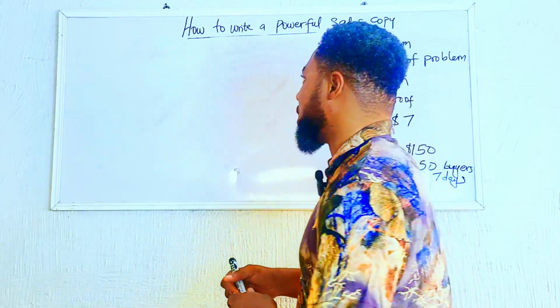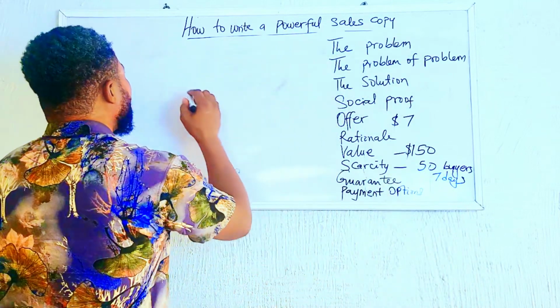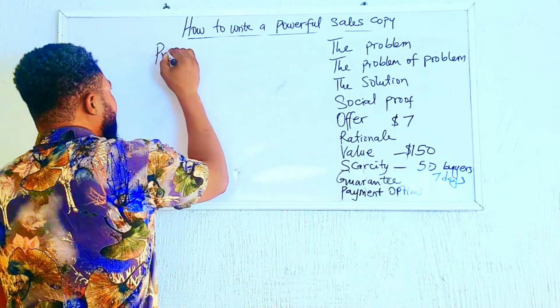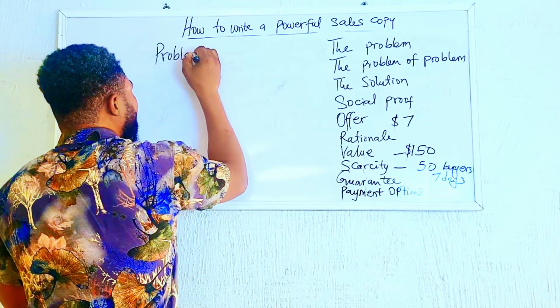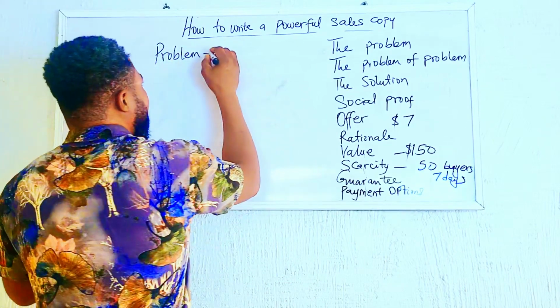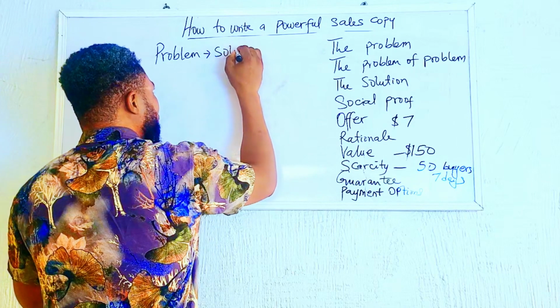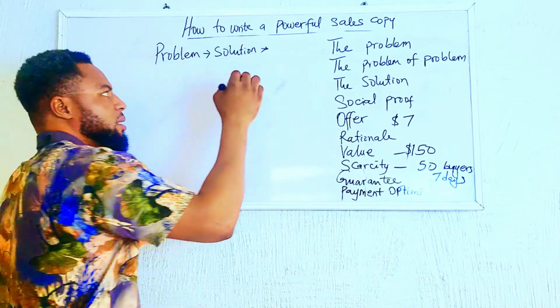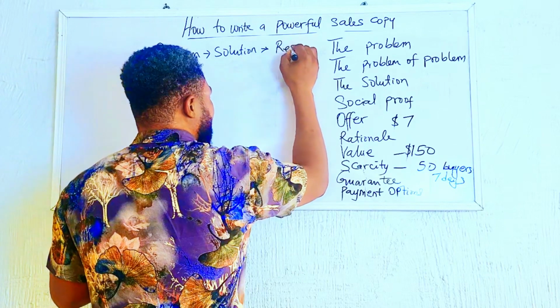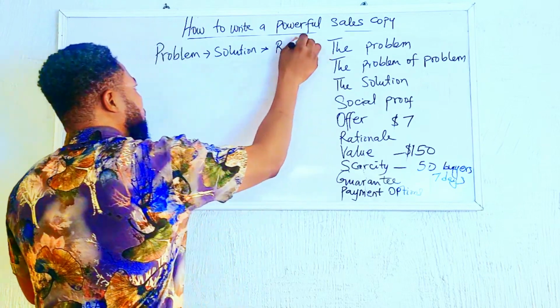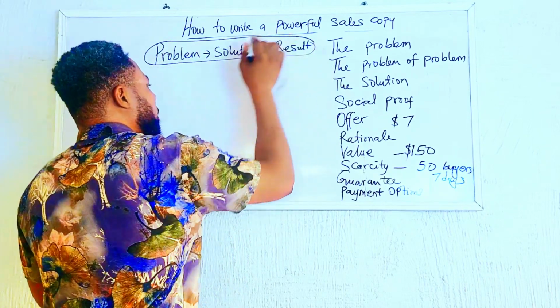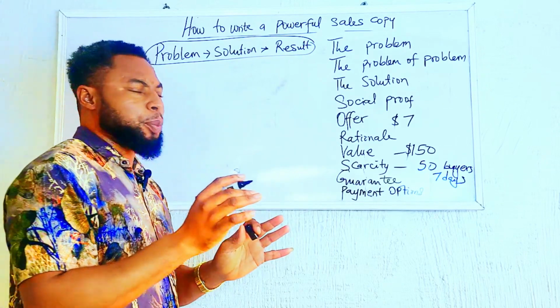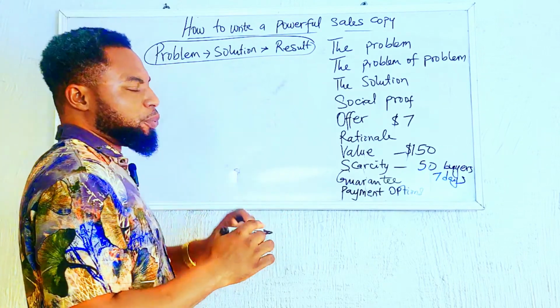So the job of your sales page is to analyze the problem, present the solution, and describe the results. So this is the primary job of your sales copy, to talk about the problem.